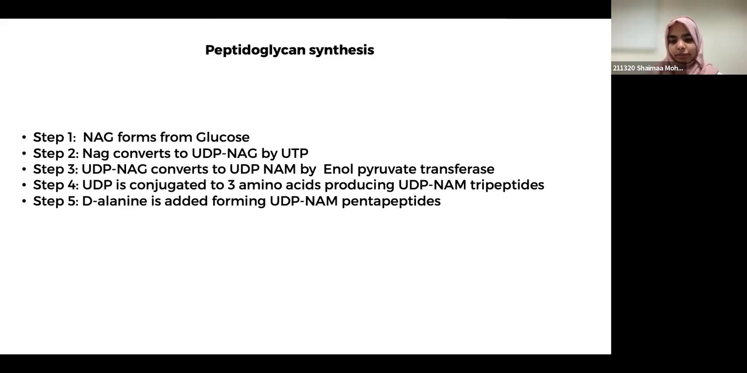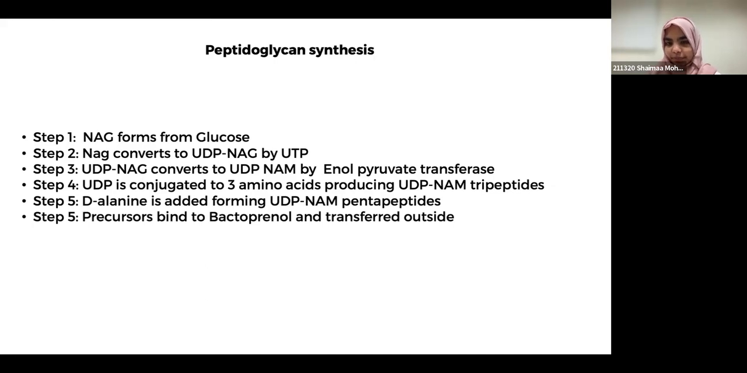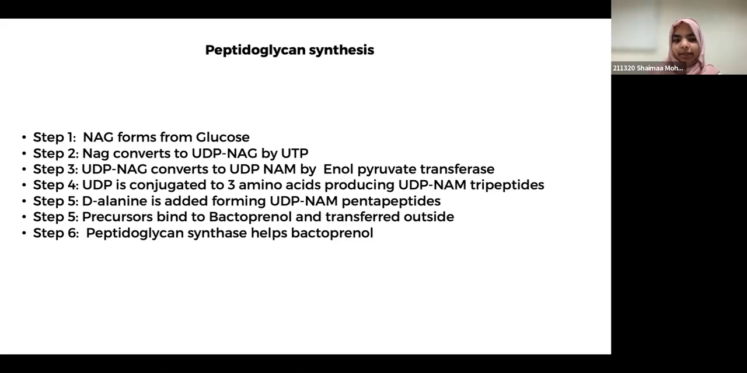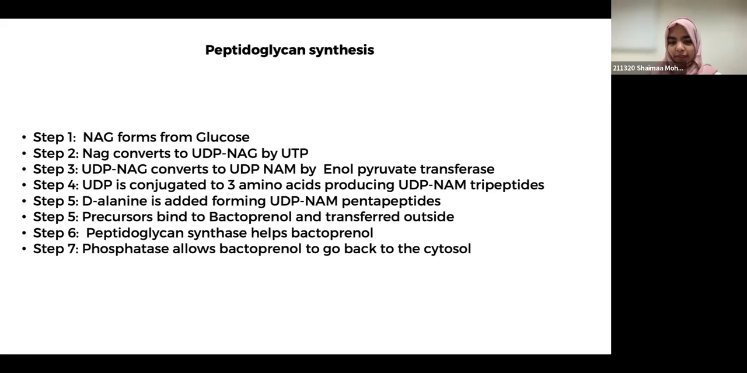Membrane. So what happens? Transfer it across the membrane using what? Bactoprenol. Okay, perfect. With the help of what enzyme does bactoprenol transfer? Yes, peptidoglycan synthase. Okay, now what do we do next? Bactoprenol is out. How do we bring it in? What enzyme? Phosphatase. Perfect. So phosphatase allows the bactoprenol to go back to the cytosol.